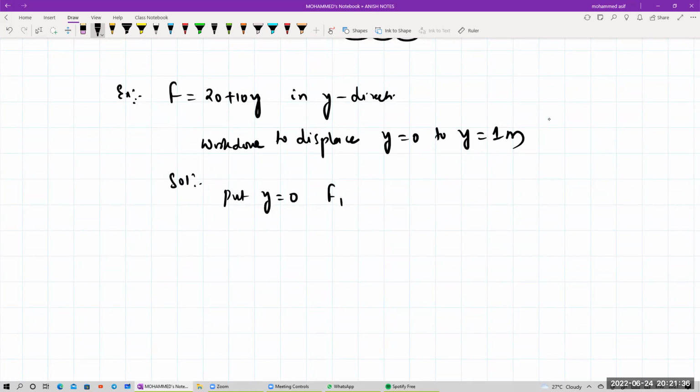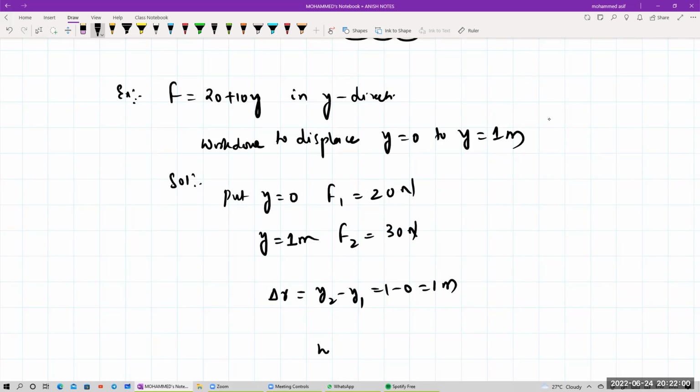So we'll get the value of F1. Put y equals 0, F1 equals 20 Newton. Then keep y equals 1, because it is given in the problem, and we'll get the value of F2. F2 will be 20 plus 10, that will be equal to 30 Newton. Then what will be the displacement? Delta R will be y2 minus y1, that is 1 minus 0, equal to 1 meter. So to calculate the work done: work done equals (F1 plus F2) divided by 2 into delta R. F1 plus F2 is 20 plus 30 divided by 2 into 1, that is nothing but 50 divided by 2, which equals 25 joules.